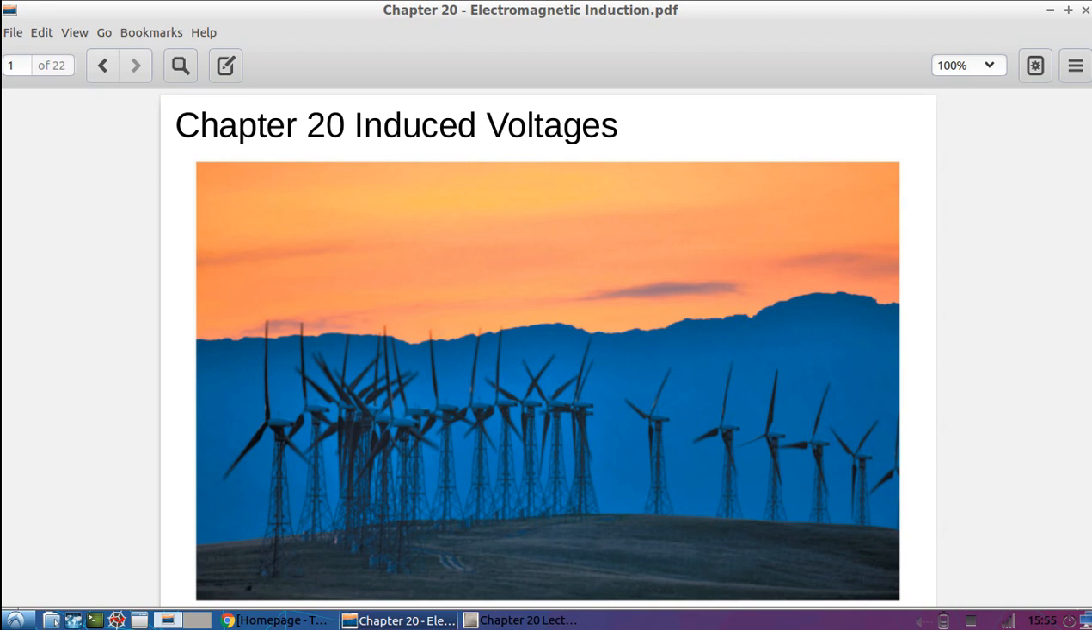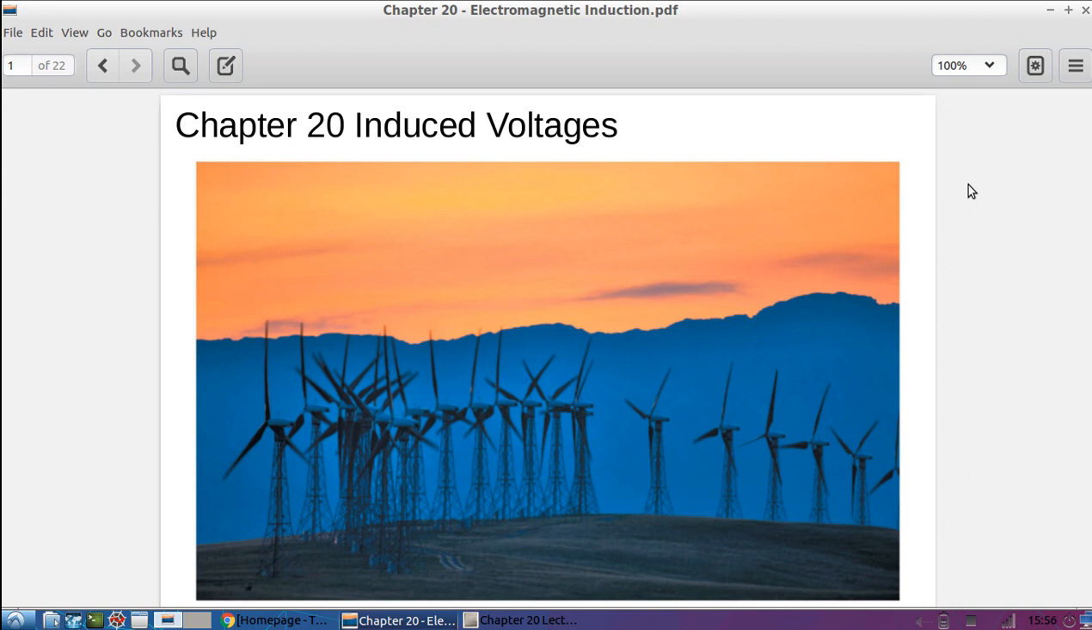Chapter 20 deals with electromagnetic induction. In previous chapters, we've seen where we have an independent voltage source, maybe a set of parallel plates that are charged, or a battery or something like that. That's our energy source, our power source that drives a current through a circuit and powers these components.